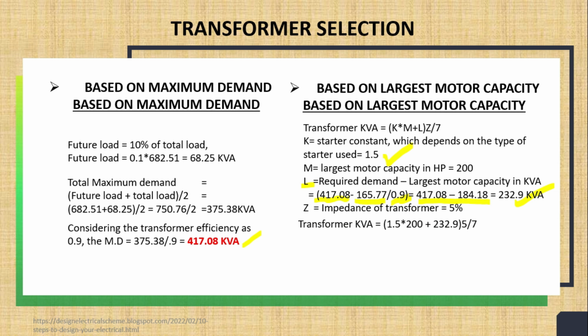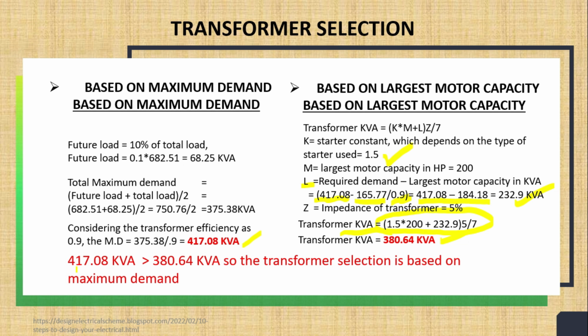Once we apply these values to our primary equation, which is transformer kVA equal to K into M plus L into Z divided by 7, then we will get a value of 380.64 kVA. The capacity of the transformer based on maximum demand method is higher than largest motor capacity method. So we will take 417.08 kVA as the required capacity of the transformer.